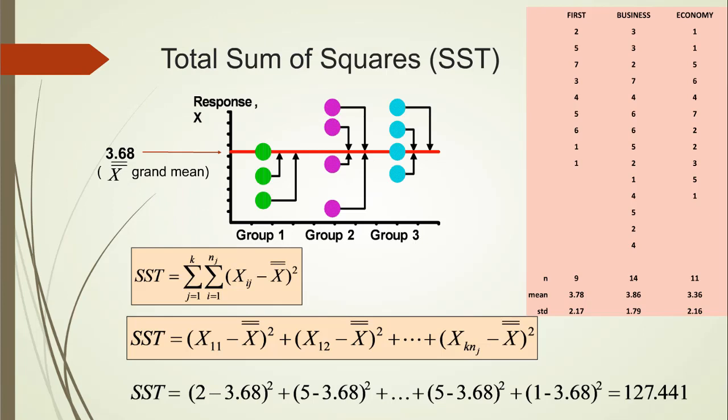To find SST, we compare each individual observation X with the grand mean of 3.68. To prevent any cancellation between positive differences and negative differences, we square the differences before summing them up. That's why this is called the total sum of squares. This is calculated to be 127.44. Due to the sheer amount of data, we are not expected to compute this sum of squares by hand anymore. But it's good to be able to understand how each of these sums of squares is calculated.